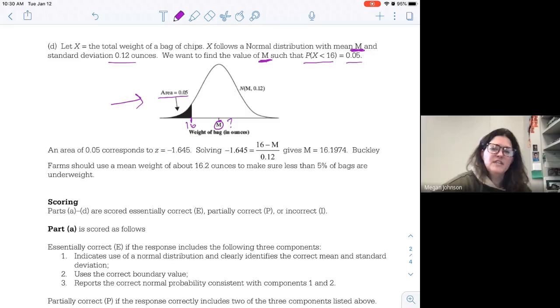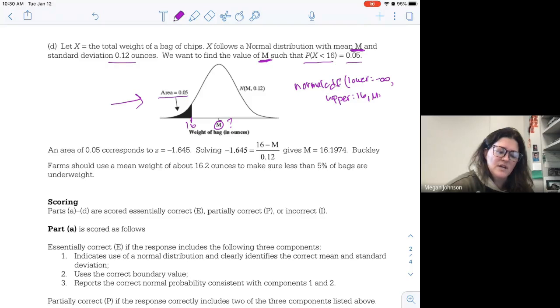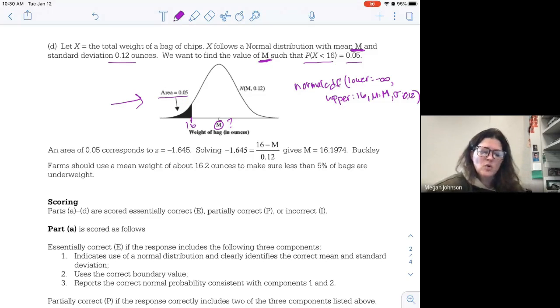Okay. So if this were a normal CDF question, here's what it would look like. You would have the lower bound of negative infinity. You'd have the upper bound of 16. You'd have a mean of something you don't know, and you'd have the standard deviation of 0.12. So this is the question. This is what you're finding. That's the piece that's missing, and that's different for us. We don't normally look at it that way.